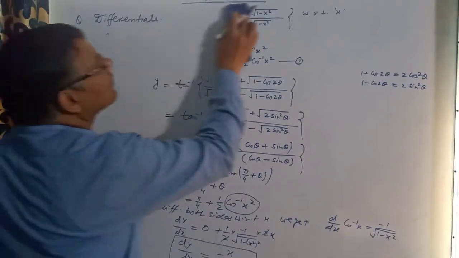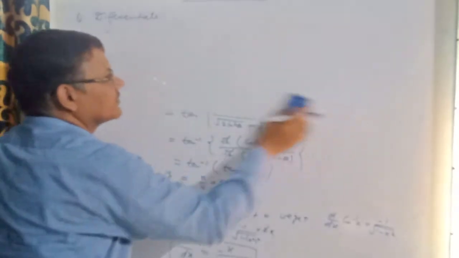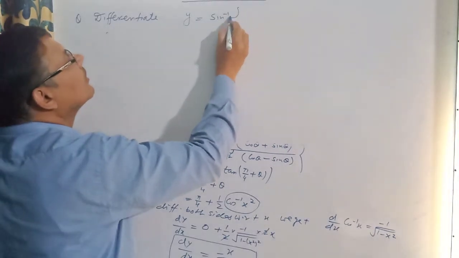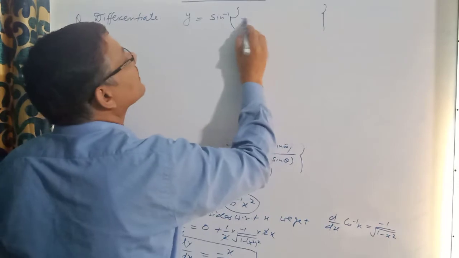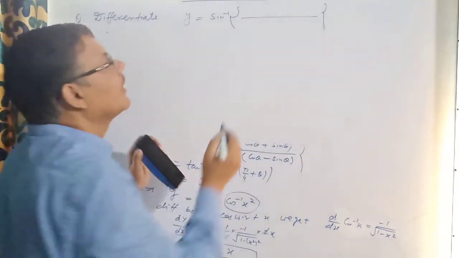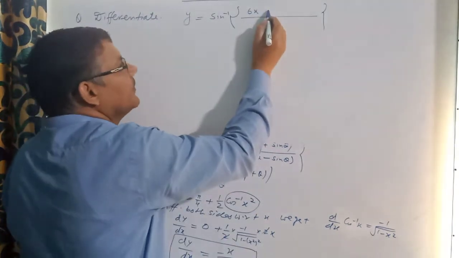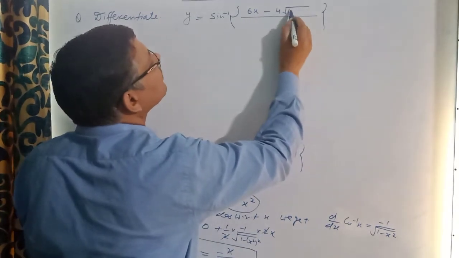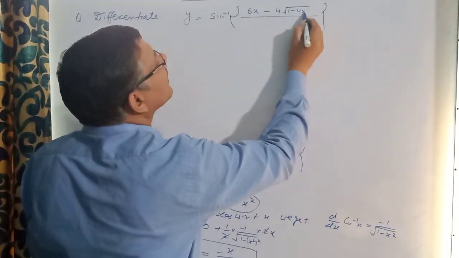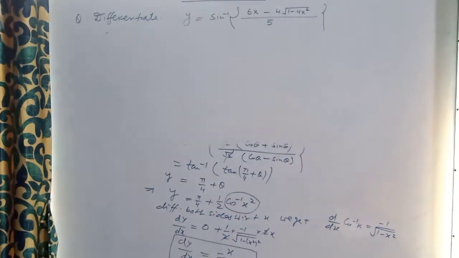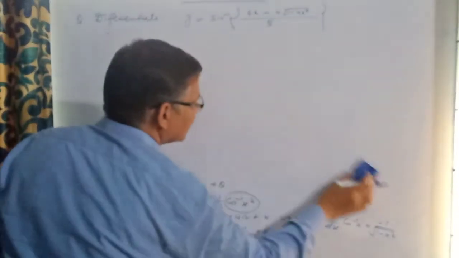Now I am going to take the next question, and no doubt that is also important. Differentiate y is equal to sine inverse. 4 to 5 questions of this type are there, and definitely they are important. If I take here 6x, here we may take plus or minus, so it is minus 4. Sometimes here it is given 1 minus 4x square divided by 5. Okay, this is the function and we are supposed to differentiate.